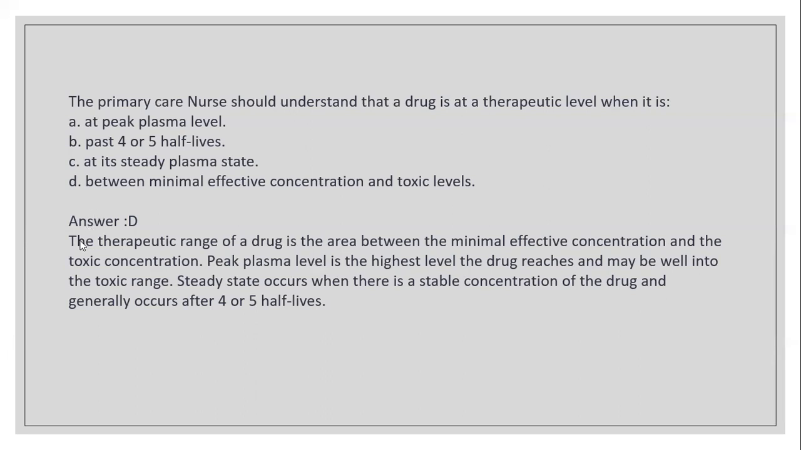The explanation: the therapeutic range of a drug is the area between the minimal effective concentration and the toxic concentration. Peak plasma level is the highest level of the drug, and this level may be well into the toxic range. The steady state occurs when there is a stable concentration of drug and generally occurs after 4 or 5 half-lives.